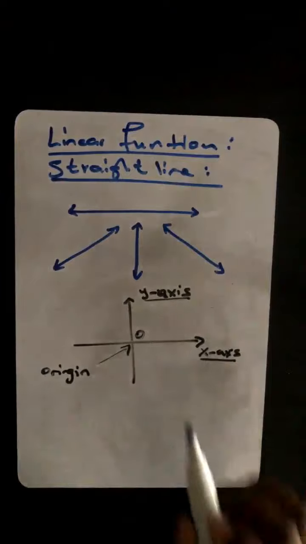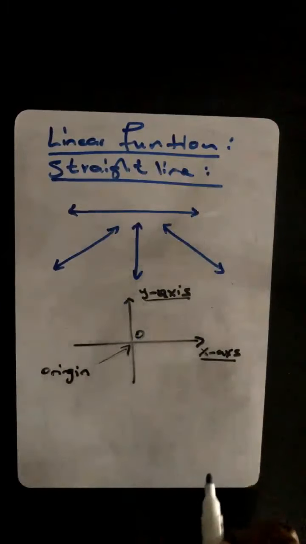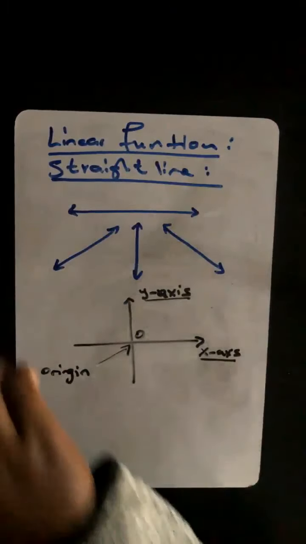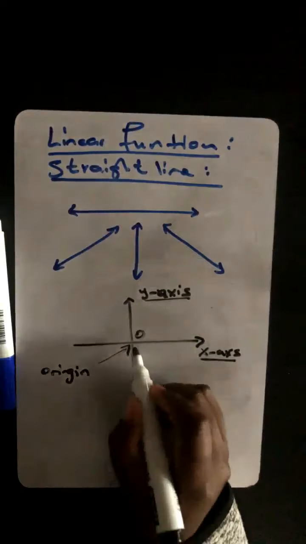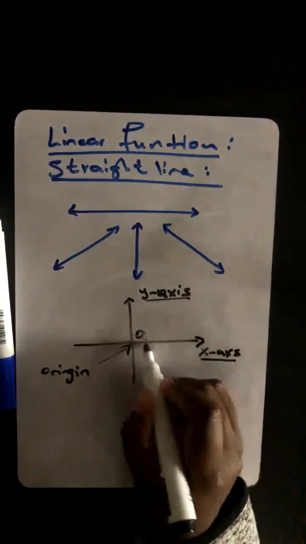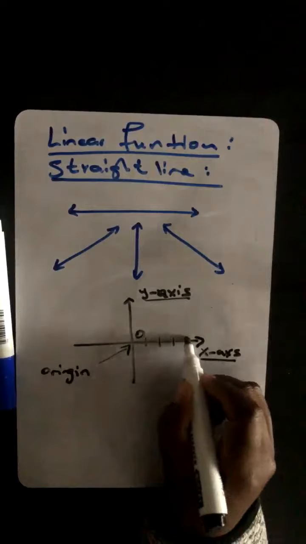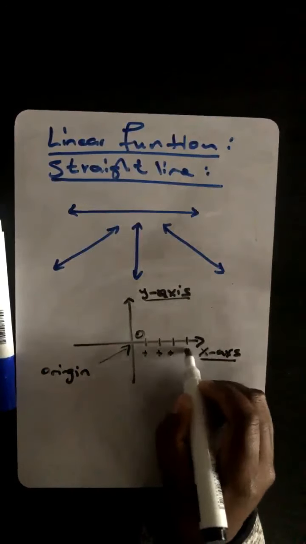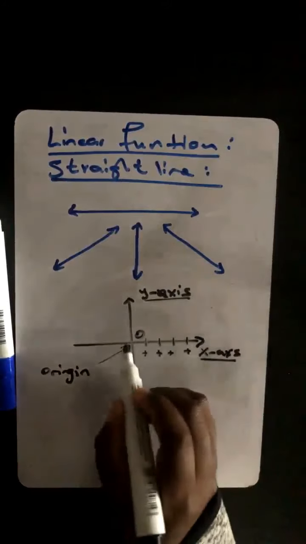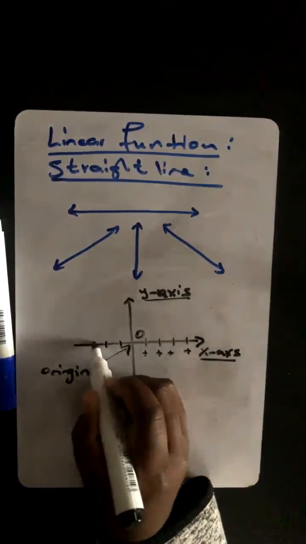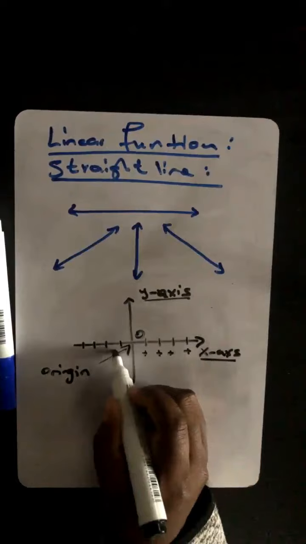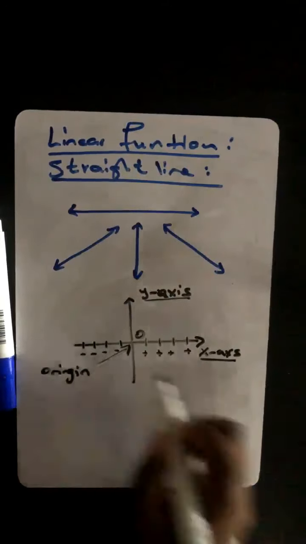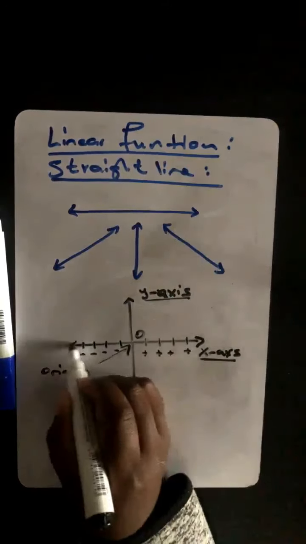So remember, I said this is the origin. So obviously, from the origin in that direction, you've got positive x values. You've got positive 1, positive 2, positive 3, and so on. On this side, you've got negative x values. Negative 1, negative 2, negative 3, negative 4, and so on.